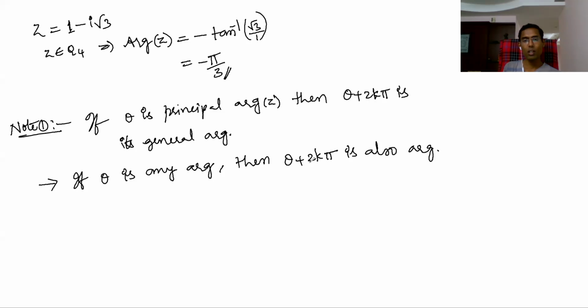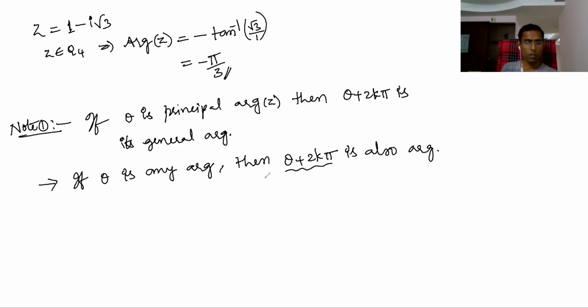You know the reason. When you rotate 2 pi radians, 360 degrees, you will come to the same place. So therefore, if theta is an argument, then theta plus 2k pi is also an argument. That is what a general argument is. If theta is the principal argument, then theta plus 2k pi is going to be a general argument. If theta is only a general argument, then theta plus 2k pi also becomes a general argument.